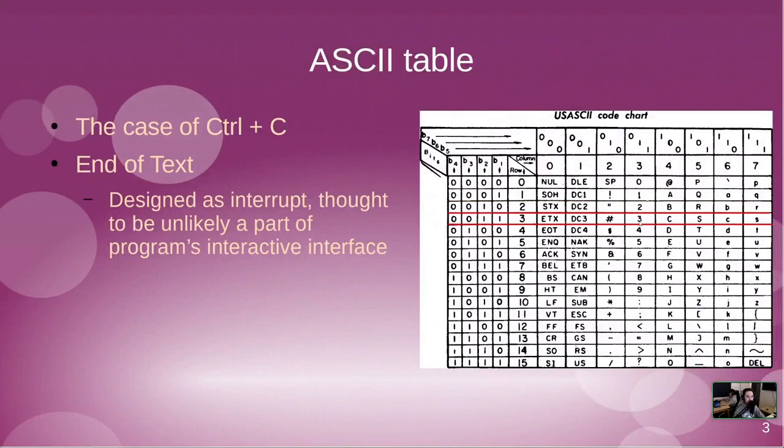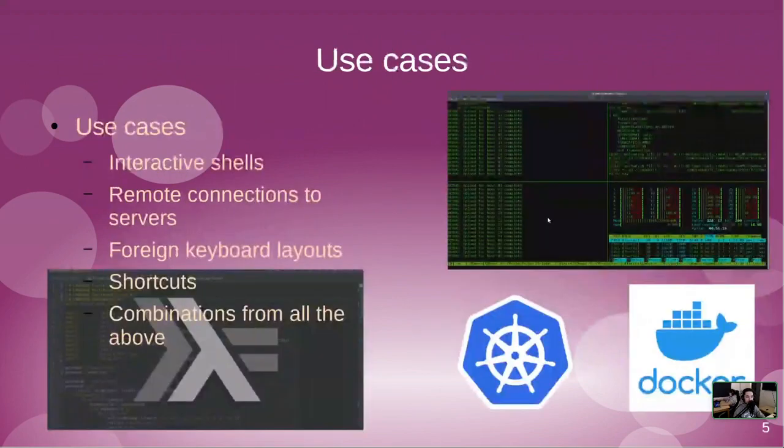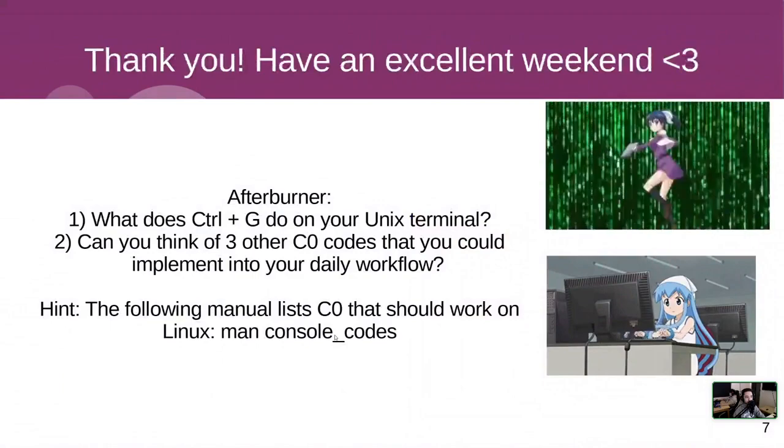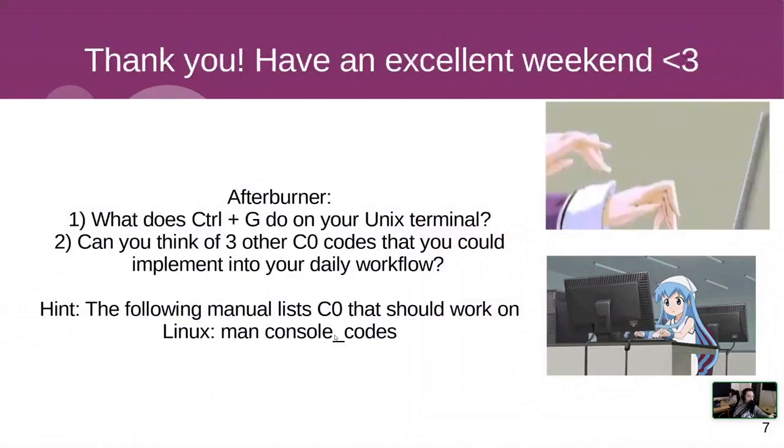Because, for example, with the logic of this chart, Control 3 should also do the end of text, which it doesn't in Unix terminals. I think they have also disabled it. But with this, you can check which codes actually work on modern Unix terminals.